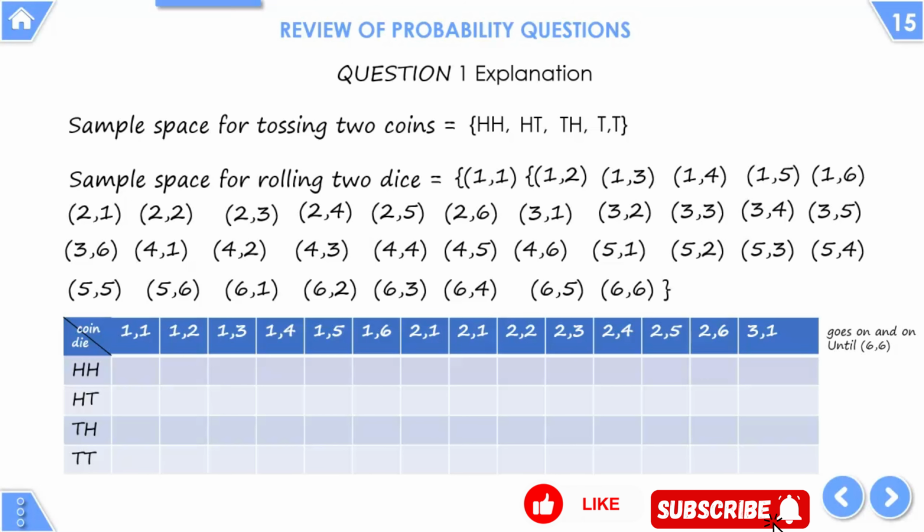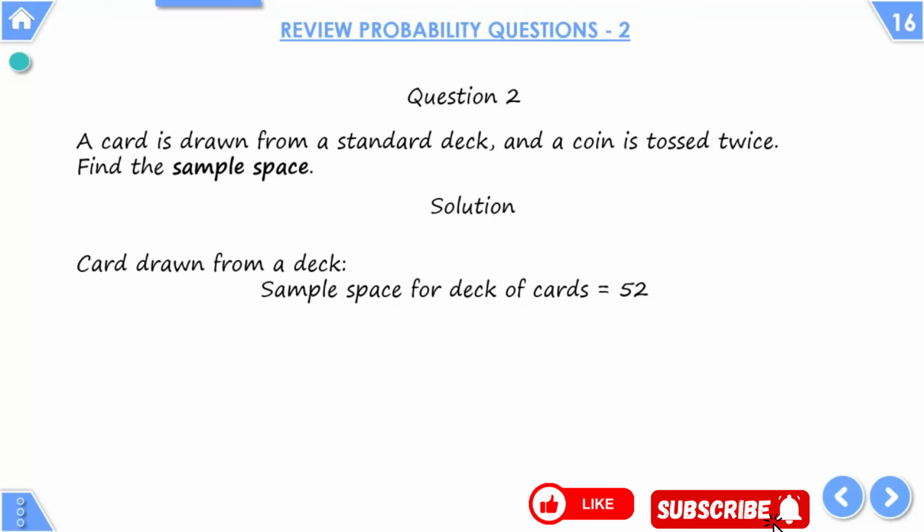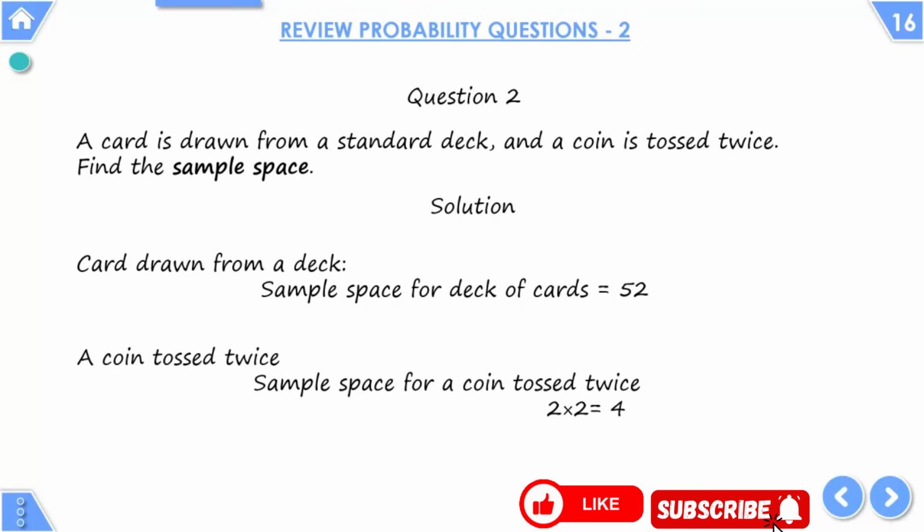All right, let's go to question 2. Now question 2: a card is drawn from a standard deck and a coin is tossed twice. Find the sample space. So a card is drawn, 52 cards, from a deck, and then we have a coin tossed twice. It's also 2-2, head and then tail, head.